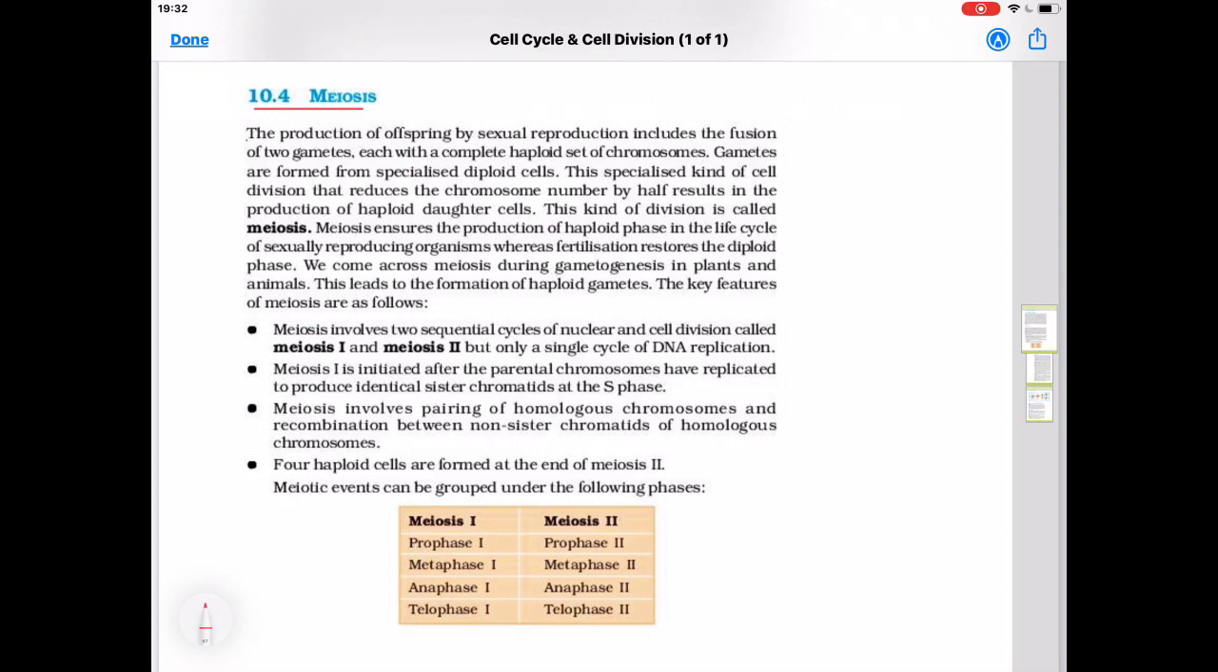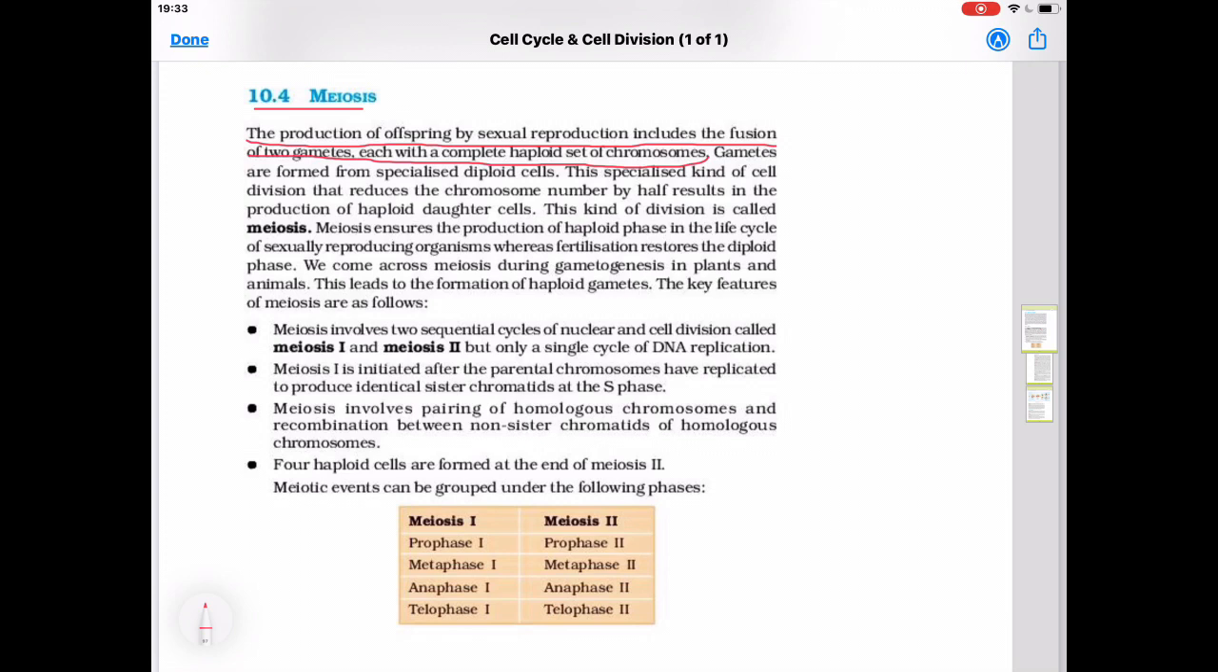The production of offspring by sexual reproduction includes the fusion of two gametes, each with a complete haploid set of chromosomes. During meiosis, reductional division occurs, haploid gametes are formed, and after fusion during sexual reproduction, the diploid number of chromosomes is maintained. Gametes are formed from specialized diploid cells.